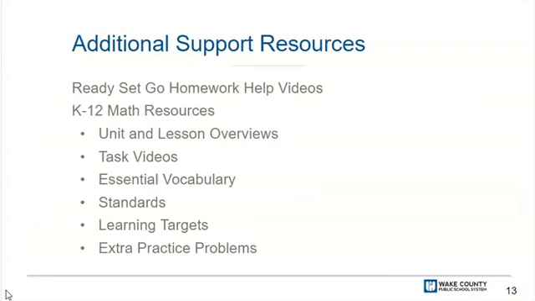In addition to your teacher and school-based resources, there are several additional resources available. The Ready, Set, Go homework help videos are housed in the Canvas site for your class. You can access these in Canvas using your student login. If you do not know how to log into Canvas, ask your teacher for help. The K-12 Math Resources website, which can be found on your school's website, includes additional support items such as unit and lesson overviews, videos overviewing the tasks, essential vocabulary, the North Carolina standards for each unit, learning targets for each lesson, and extra practice problems.